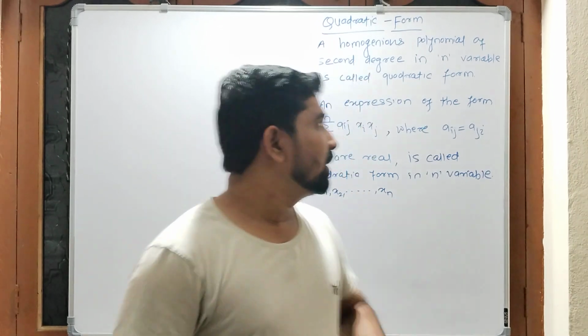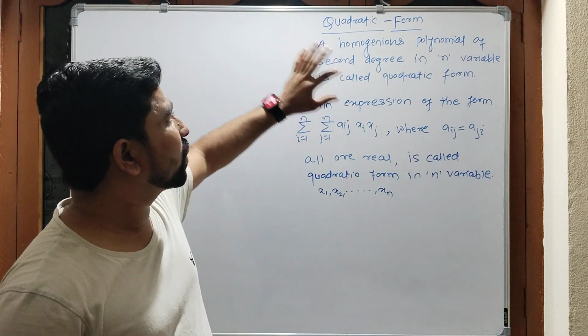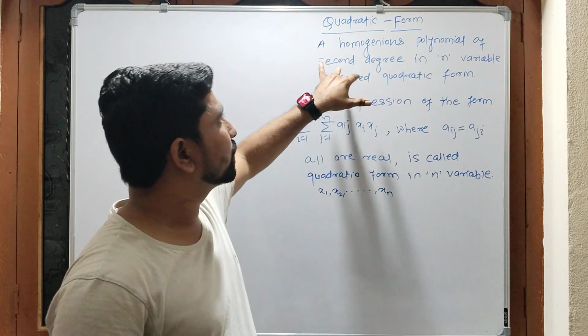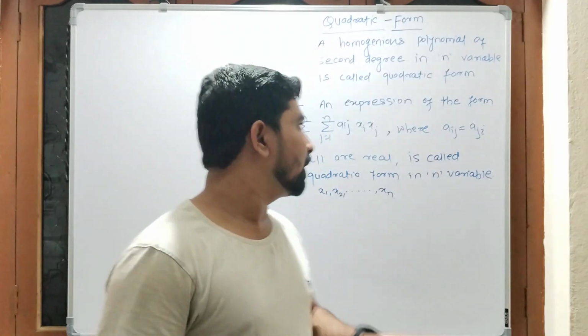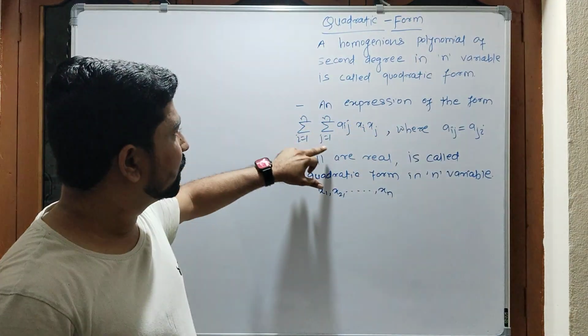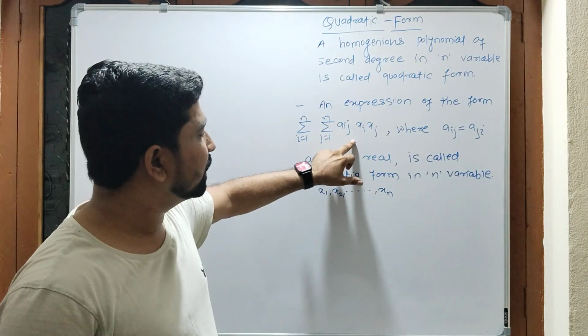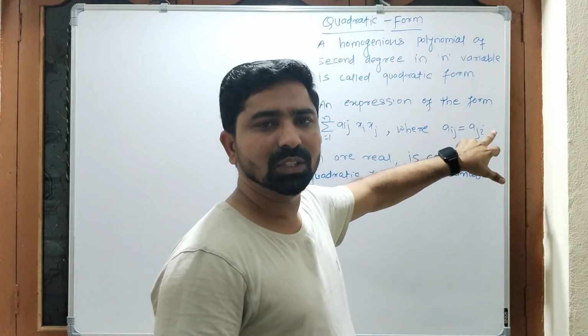Hi friends, in this video we are going to discuss quadratic form. So here the definition of the quadratic form is: a homogeneous polynomial of second degree in n variables is called the quadratic form. Here, an expression of the form summation i running from 1 to n, j running from 1 to n, a_ij x_i x_j, where a_ij equals a_ji, means in the coefficient matrix.